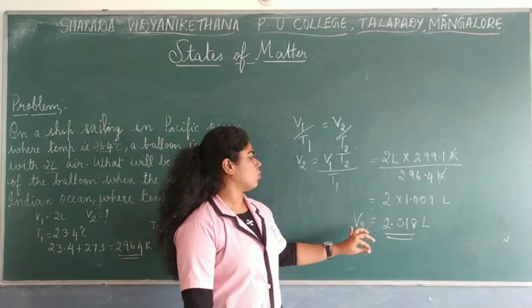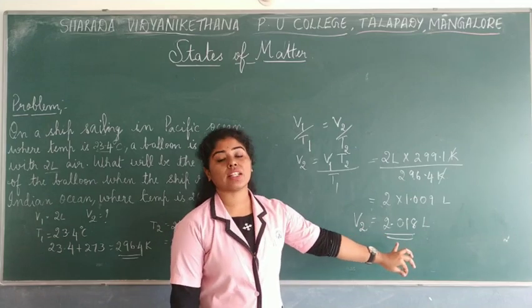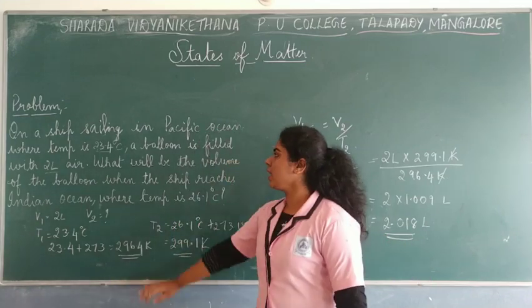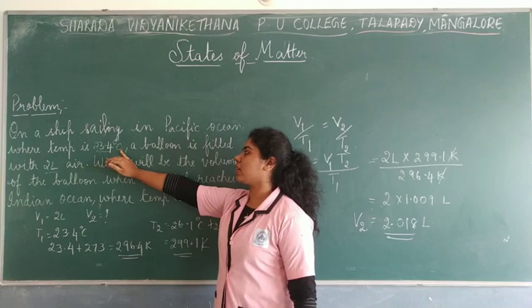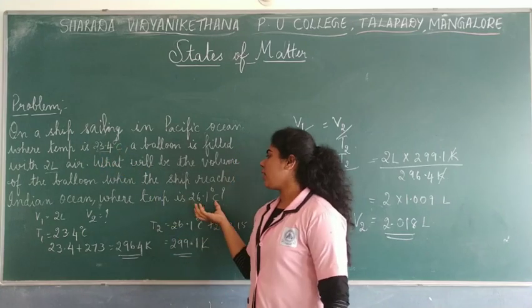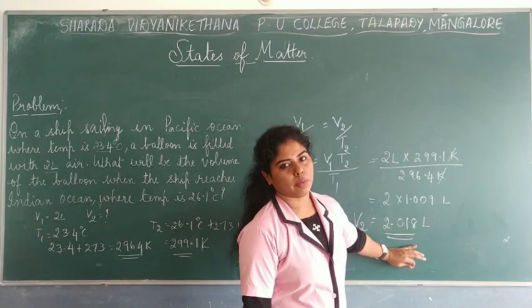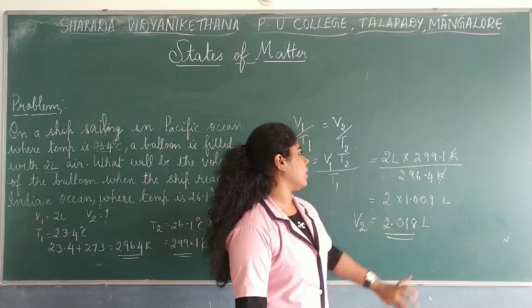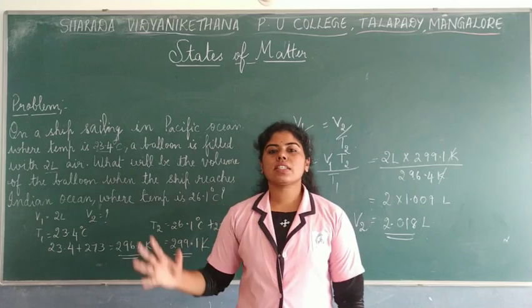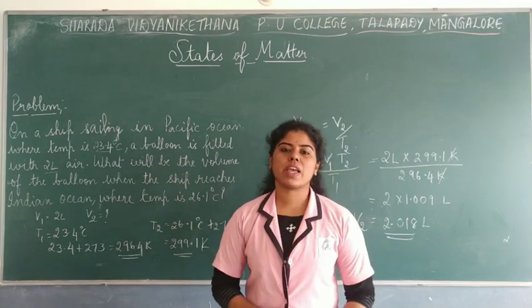Okay, so this is the volume of the balloon at the temperature 26.1 degrees Celsius when the ship reaches the Indian Ocean. That's the final volume. It was 23.4 degrees Celsius in the Pacific Ocean. When it reaches the temperature 26.1 degrees, this would be the volume of the balloon, that's 2.018. Okay. So this is how you solve the problems based on Charles law.